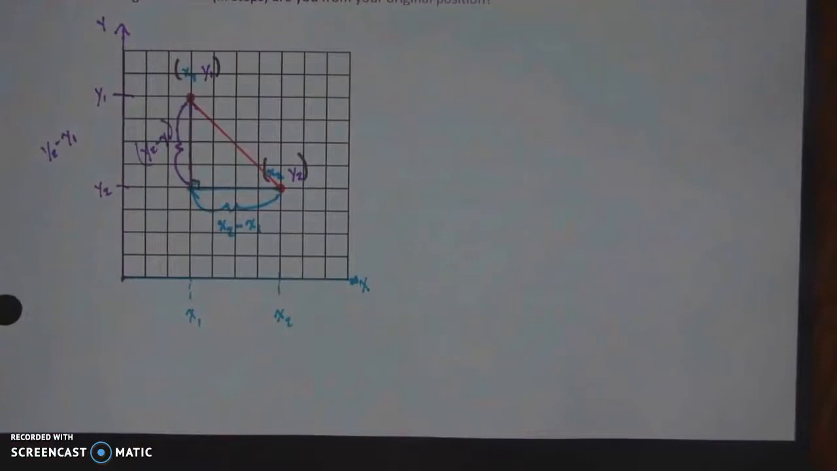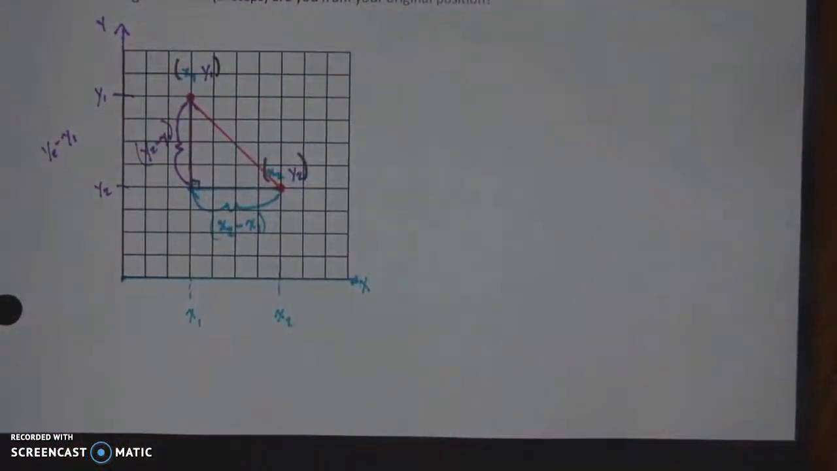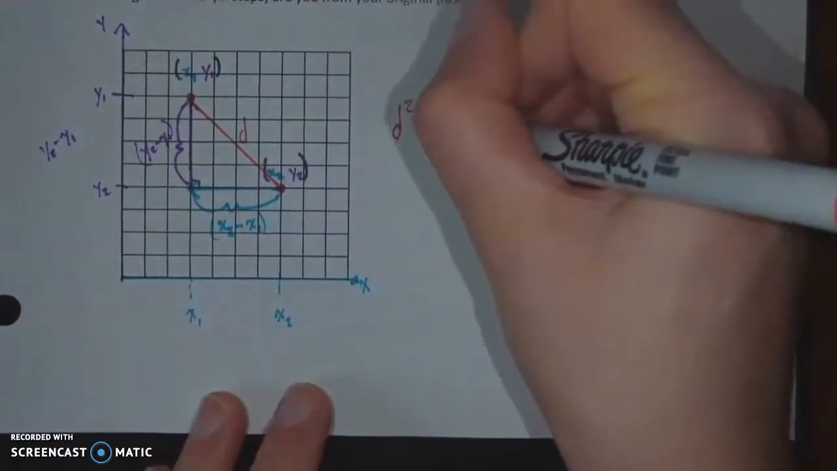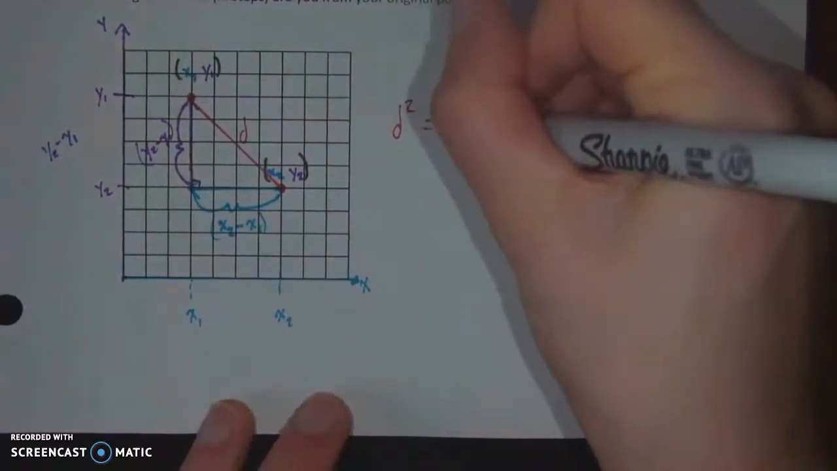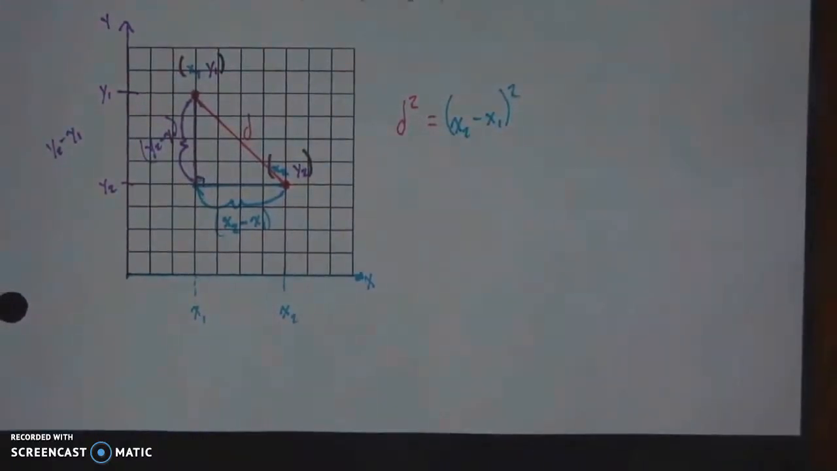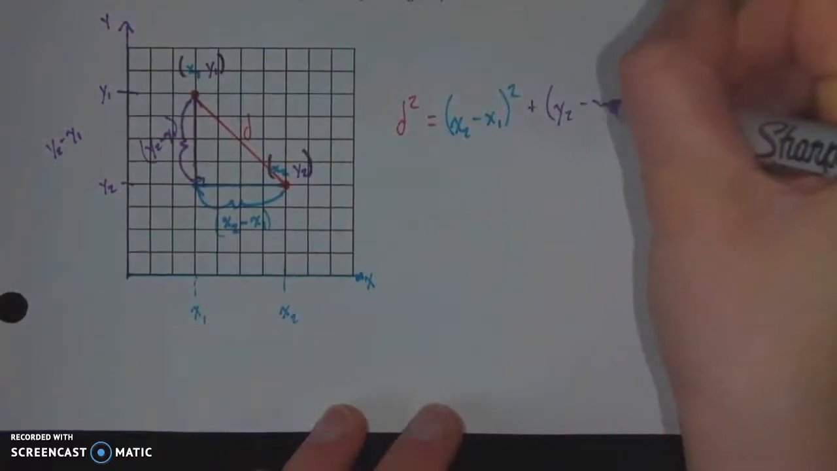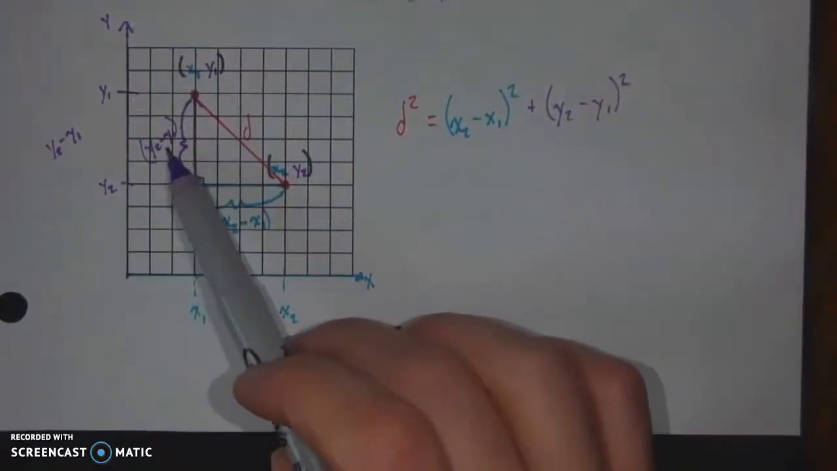Well, that means that when I start to fill in my formula, because I would still like to be able to know what this distance is, what I'm going to end up with is d squared is equal to the two legs of my triangle added together and squared as well. So I have my a squared, or x2 minus x1 squared, plus my b squared, or my y2 minus y1 squared. And by the way, it turns out it doesn't really matter which way you go.